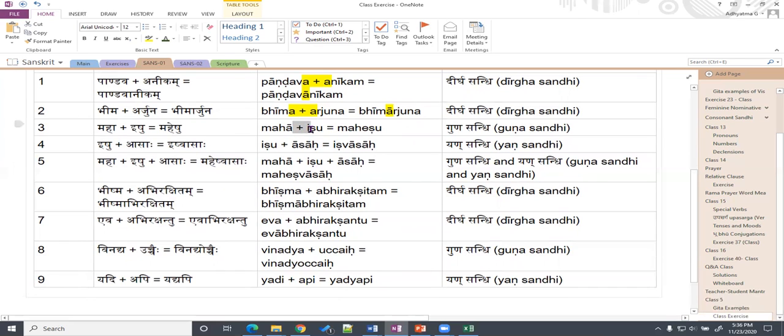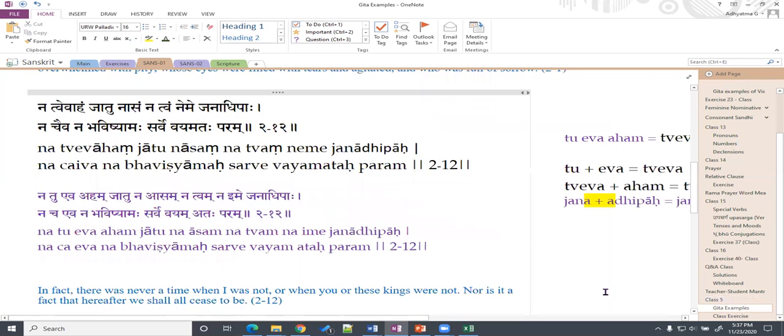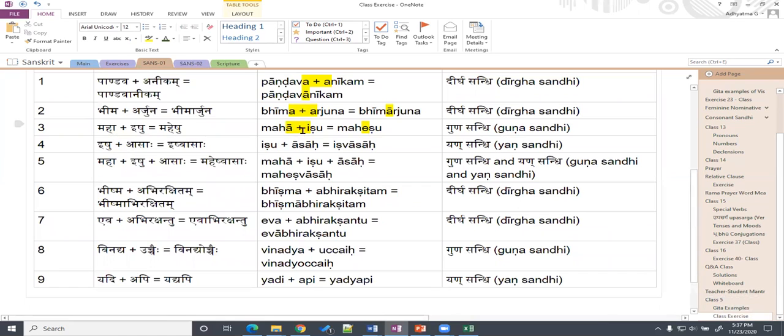And here you can see Akara plus Ikara, it is Ekara. Which sandhi is it? Akara plus Ikara. So Guna sandhi, where it is saying the dissimilar vowel. First is Akara, either short or long, and second is either of these, either short or long. So Akara plus Ikara becomes Ekara. It's a Guna sandhi. Ishwasaha. So here it is, and these examples are taken from the first chapter of Gita.